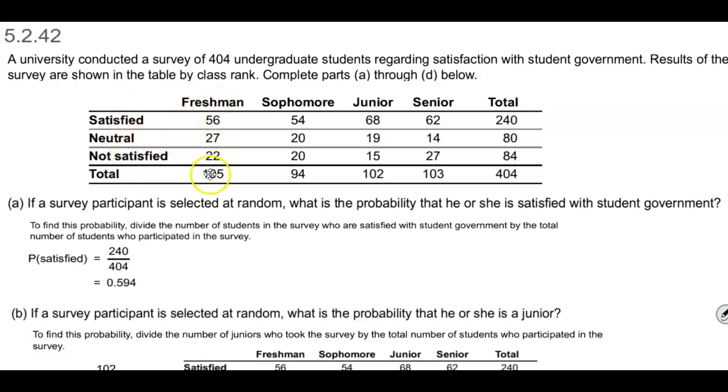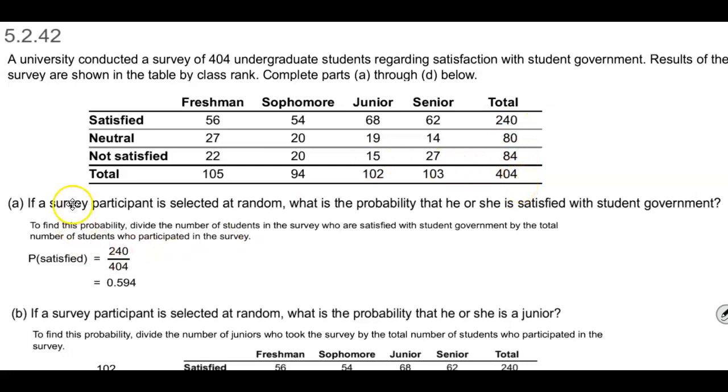So here we total up the column for freshman, sophomore, junior, and senior, and then we also total up the rows, which are satisfied, neutral, and not satisfied, and we can see that the total becomes 404.